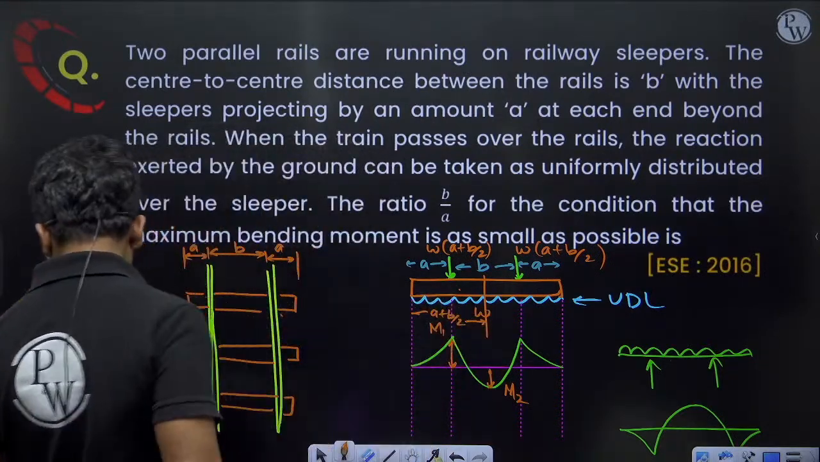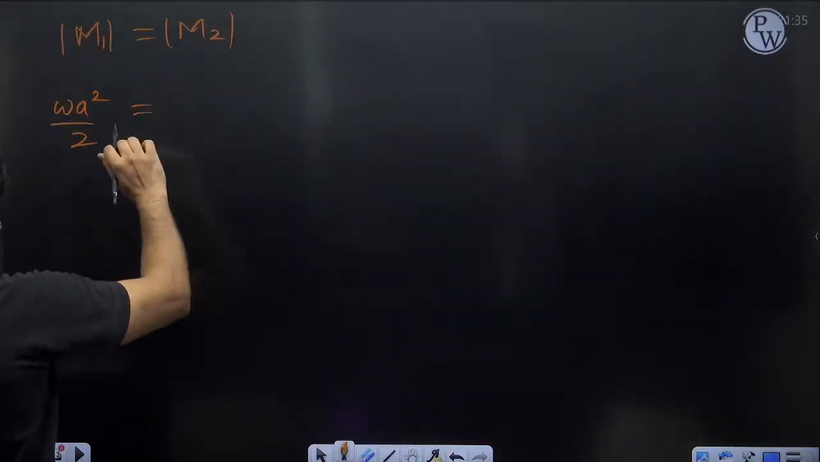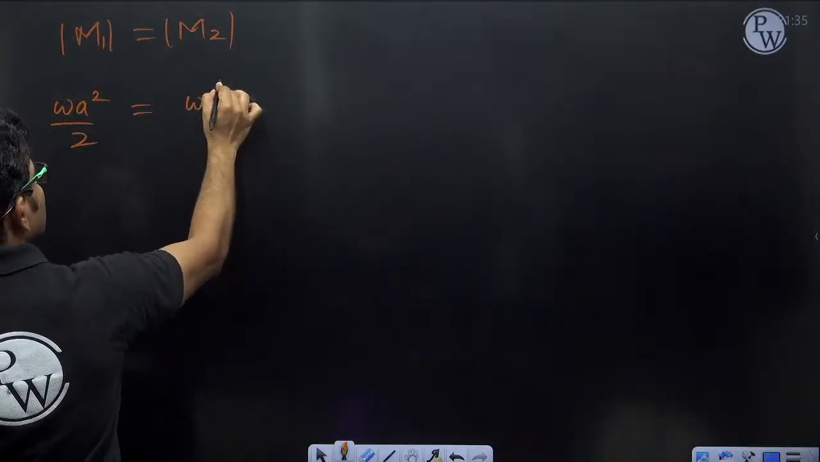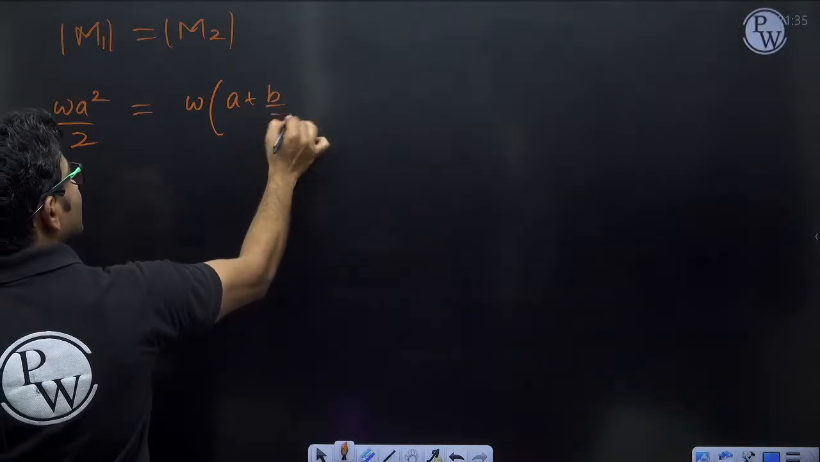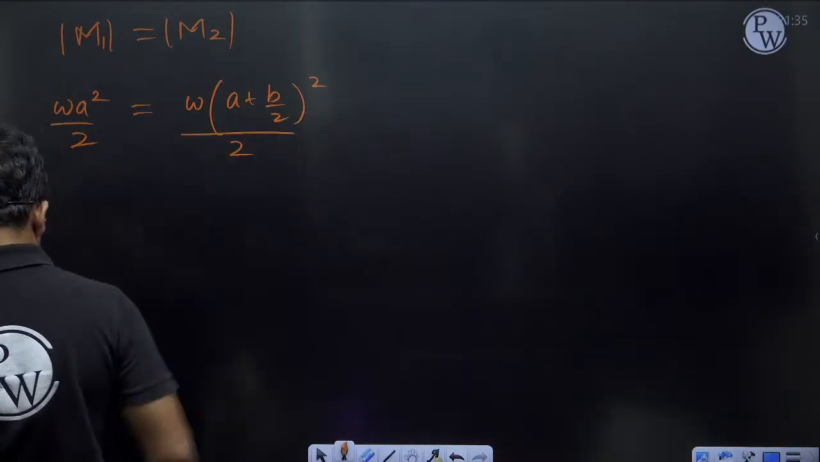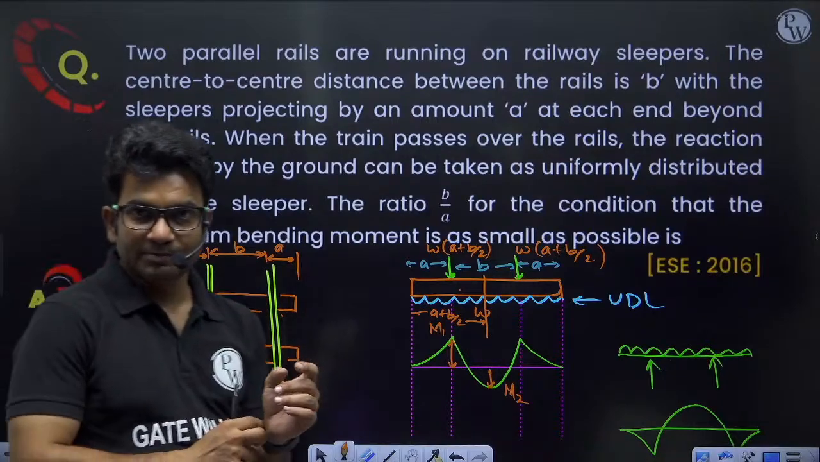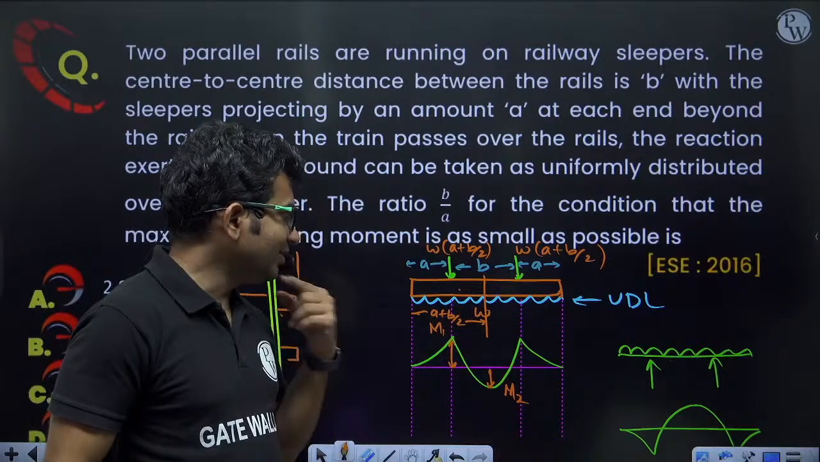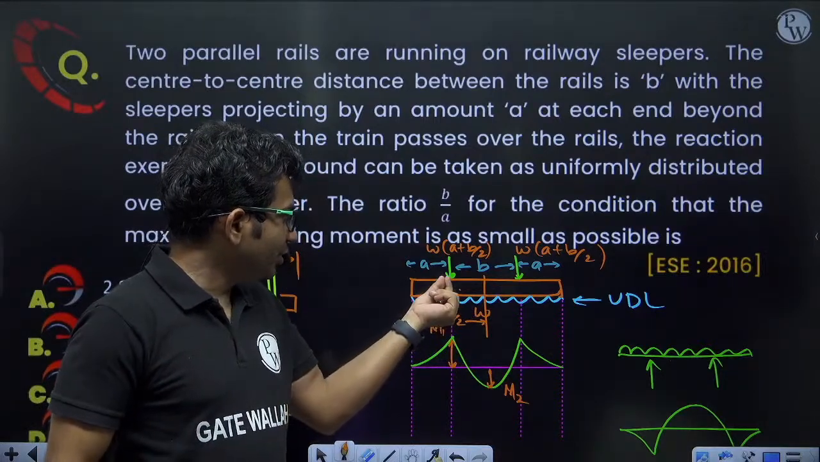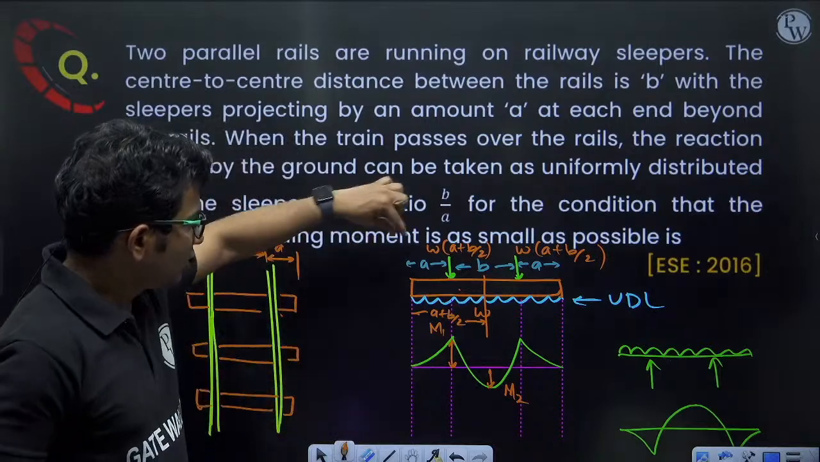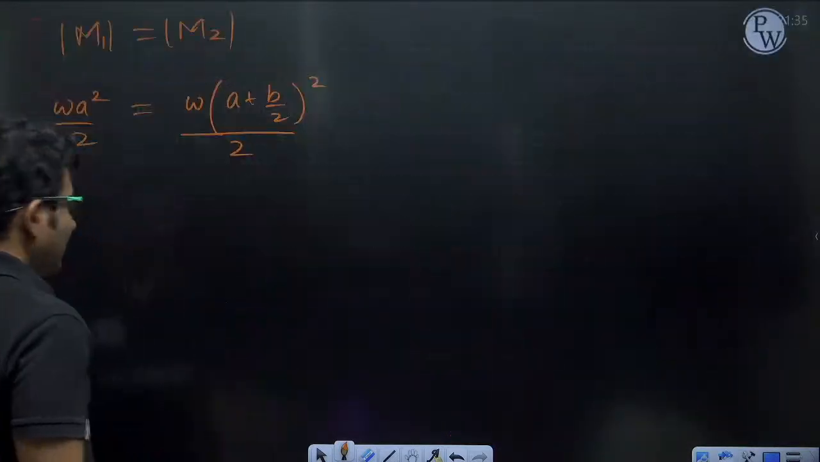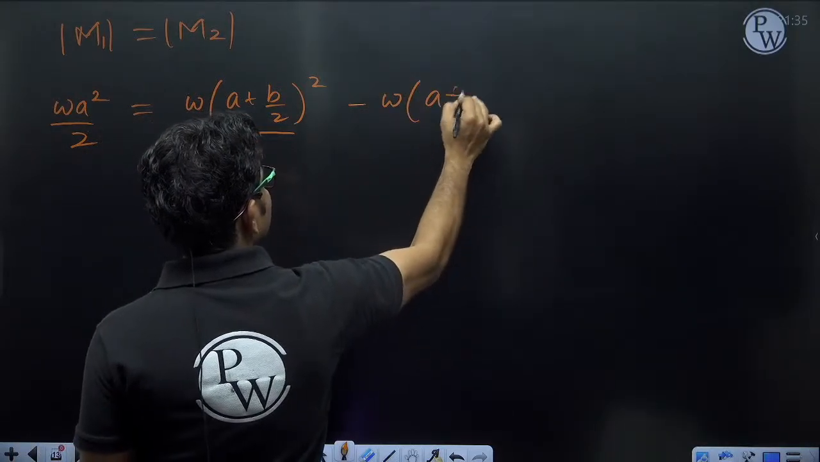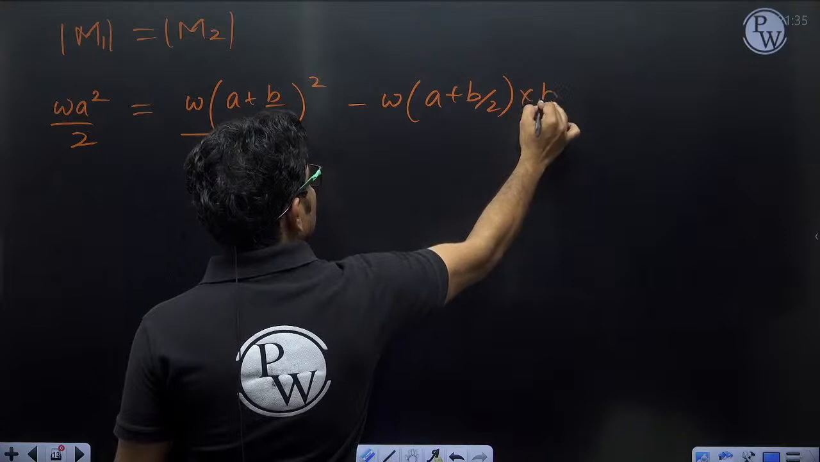This length is (a+b)/2. Because of the UDL, I will have w x² by 2, that is w((a+b)/2)² by 2, with w(a+b)/2 as the load. Now, because of this point load, I will have a negative bending moment, which is point load into perpendicular distance. The point load value is w(a+b)/2 and the perpendicular distance is b/2, so it will be minus w(a+b)/2 into b/2.